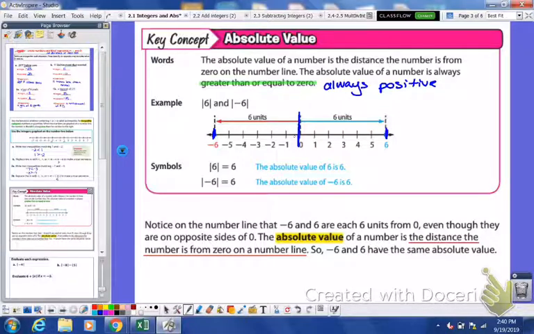Which, if you read down here at the bottom, notice on the number line that -6 and 6 are each 6 units from 0, even though they are on opposite sides of zero. So the absolute value of a number is the distance a number is from 0. So -6 and 6 have the same absolute value. Basically just recapping everything that I just said.